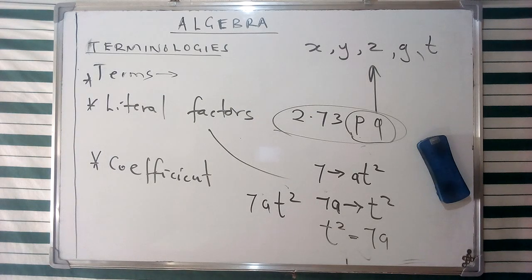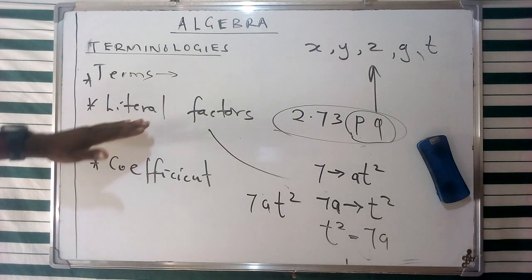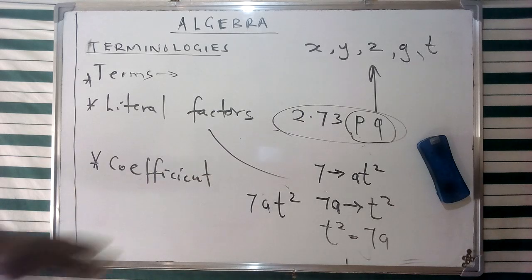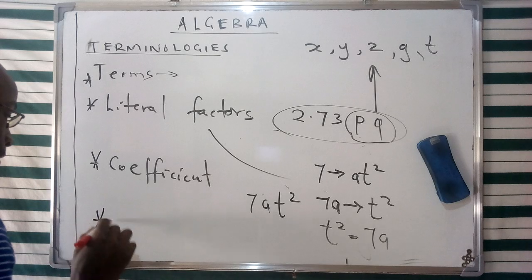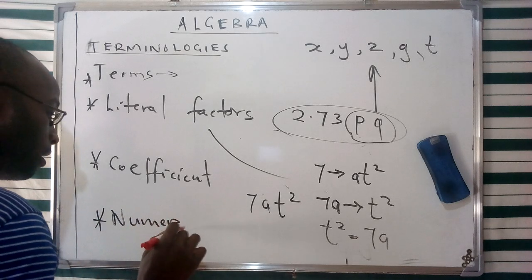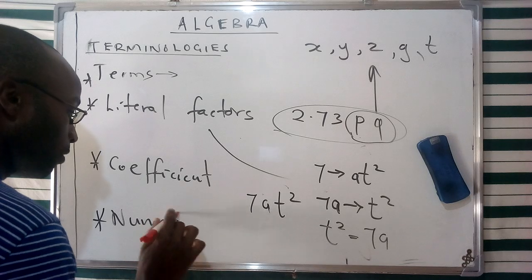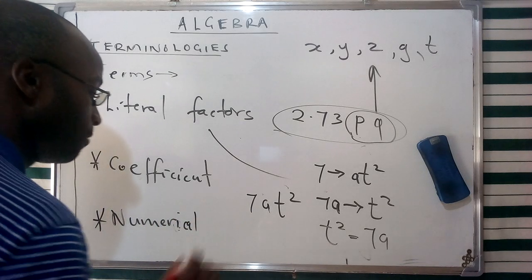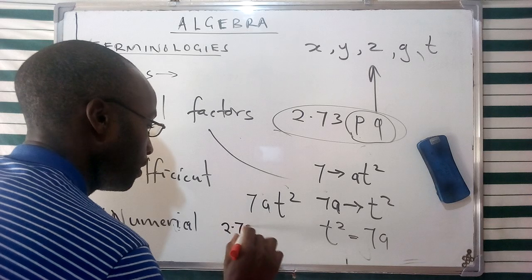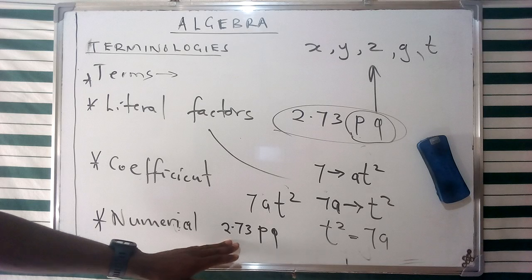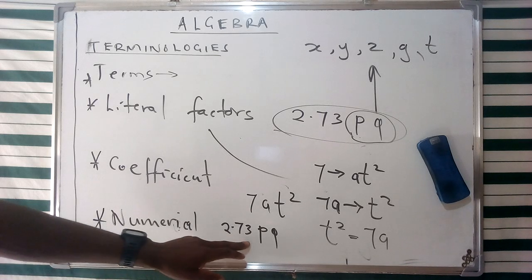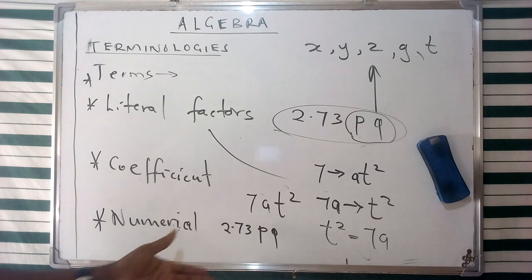And then lastly, just like we had literal symbols and literal factors, in this particular case, we're going to have what we refer to as numerical coefficients. Numerical coefficients are the numerical aspect of these specific expressions. For instance, if I give this specific 2.73pq, the numerical coefficient of this expression is the number 2.73.